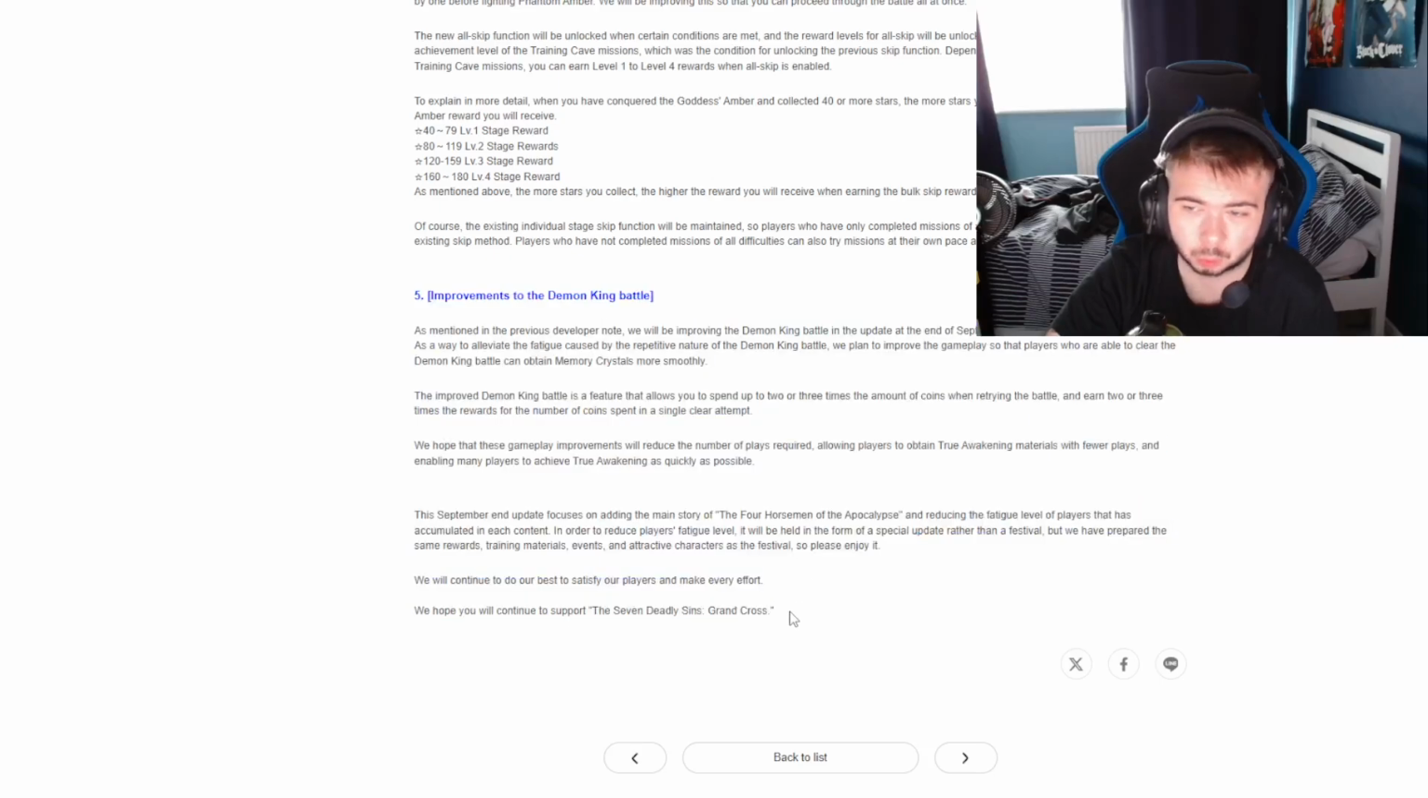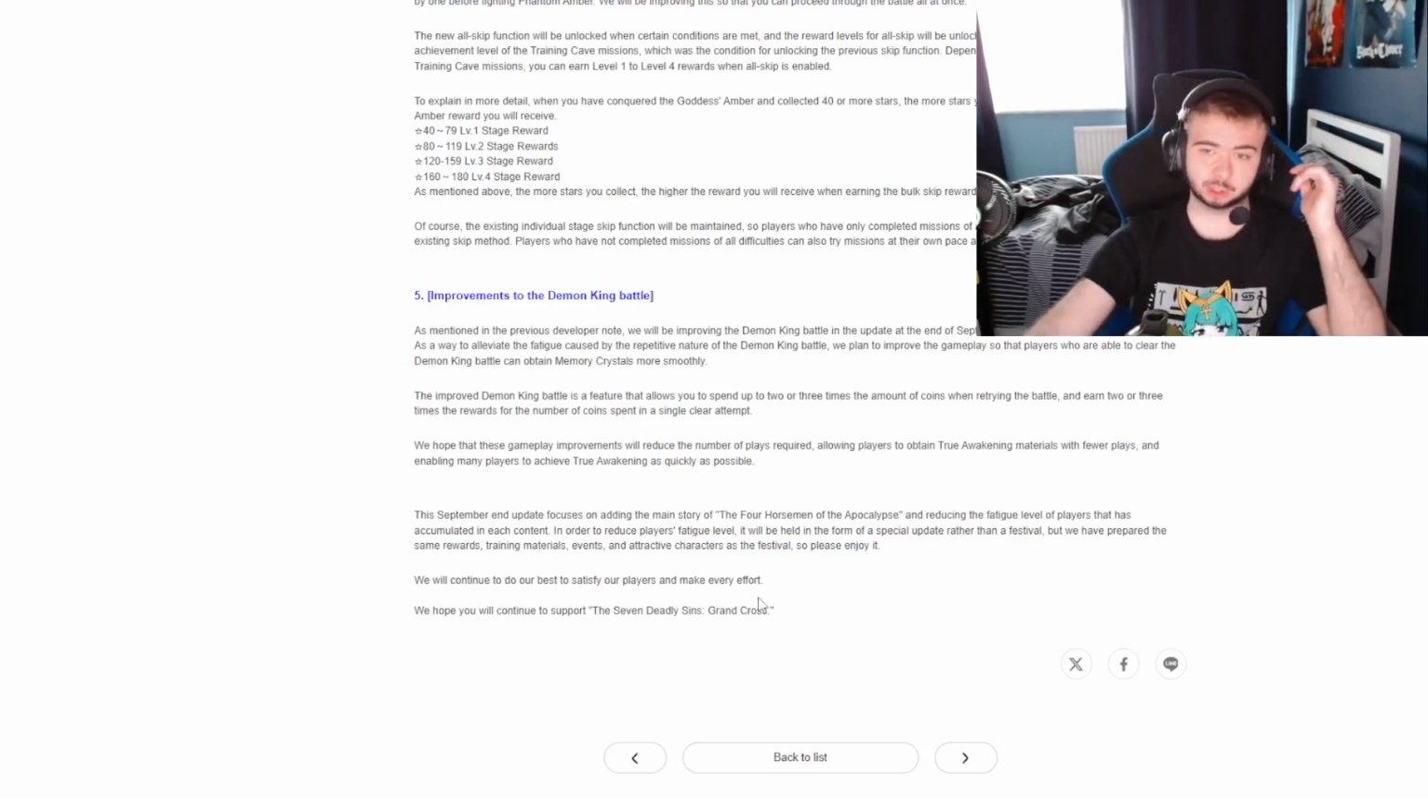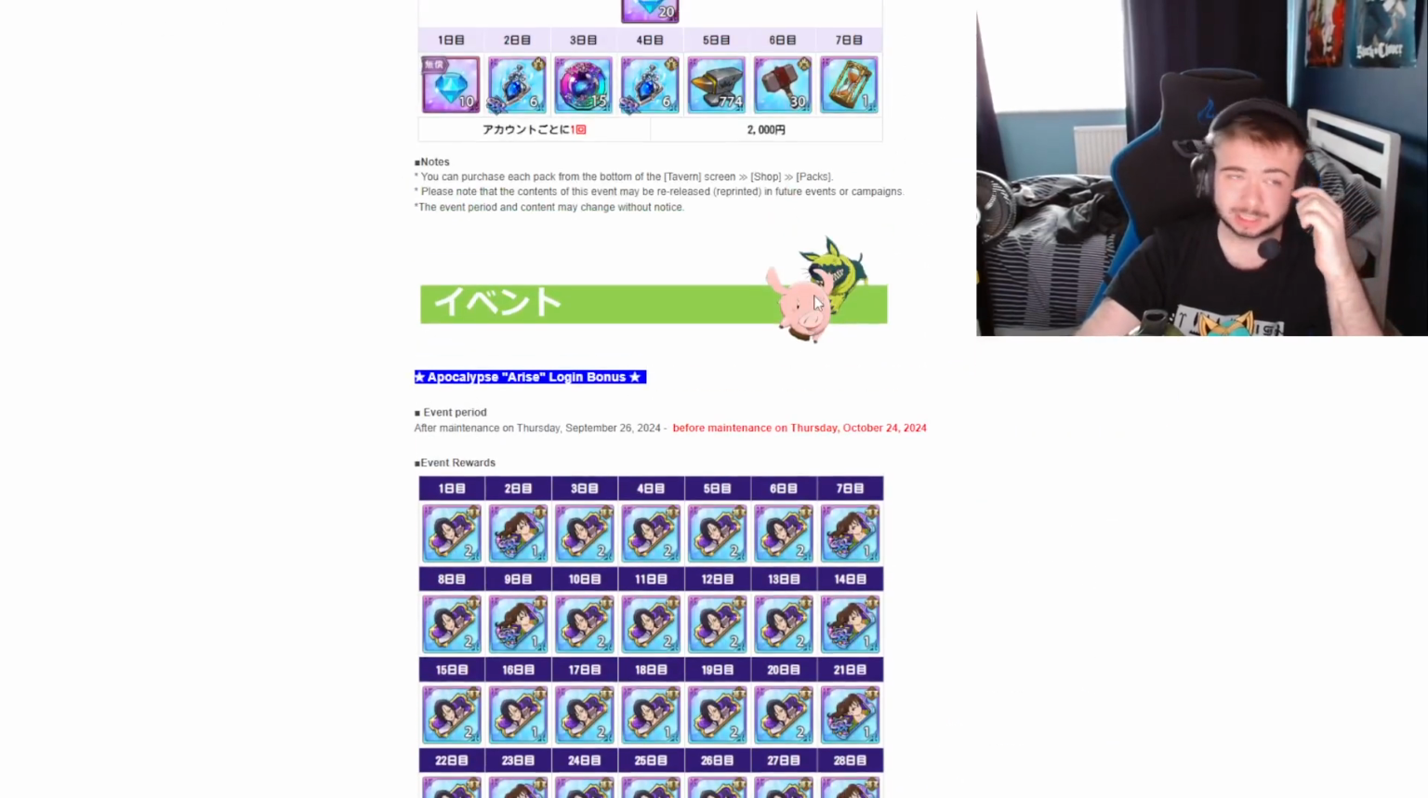Improvements to Demon King. No one really cares. Basically, you can spend two or three extra SA coins and you can do it three times, instead of having to do it separately three times. And I'll go on to the actual patch.